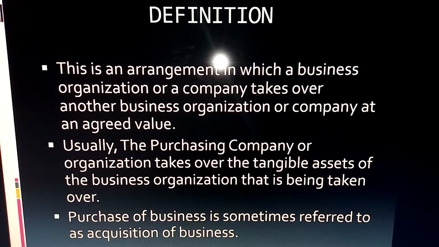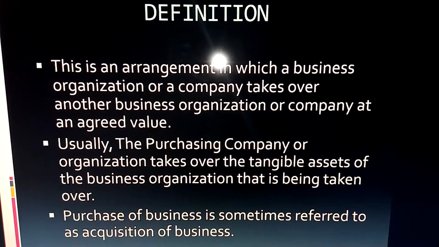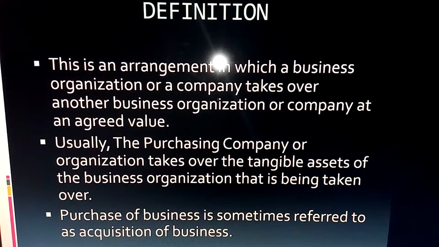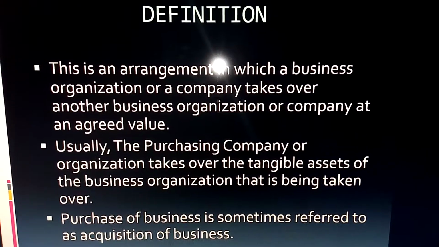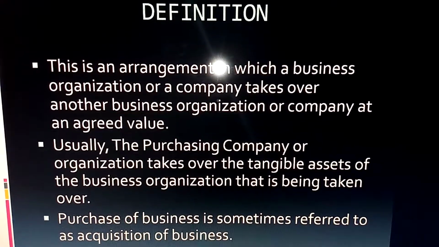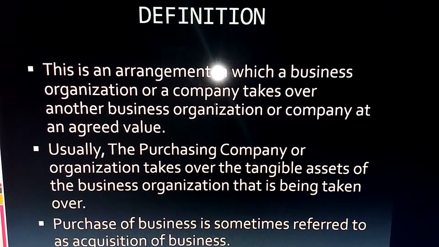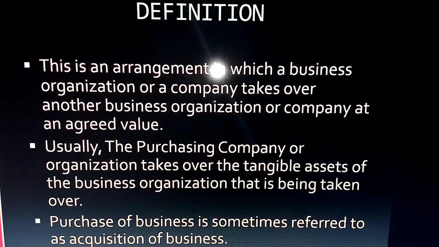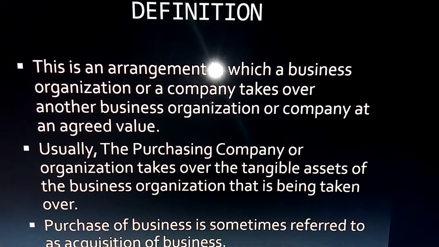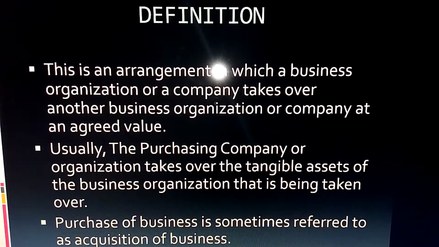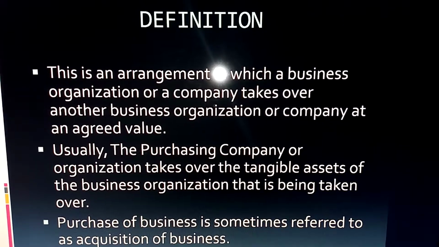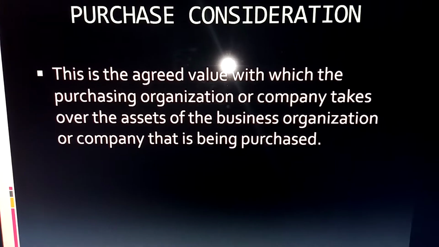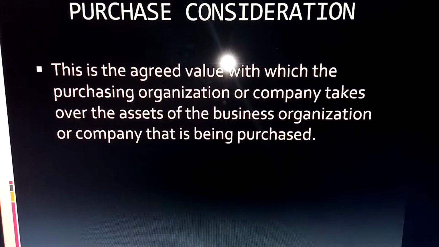Now, this is an arrangement where you have one business or one company taking over the other at an agreed value. So what I'm saying is you can have a company, your friend has a company. Now, it's possible to have an arrangement where your company takes over your friend's company. So we can refer to it as acquisition of business, or sometimes absorption of business.